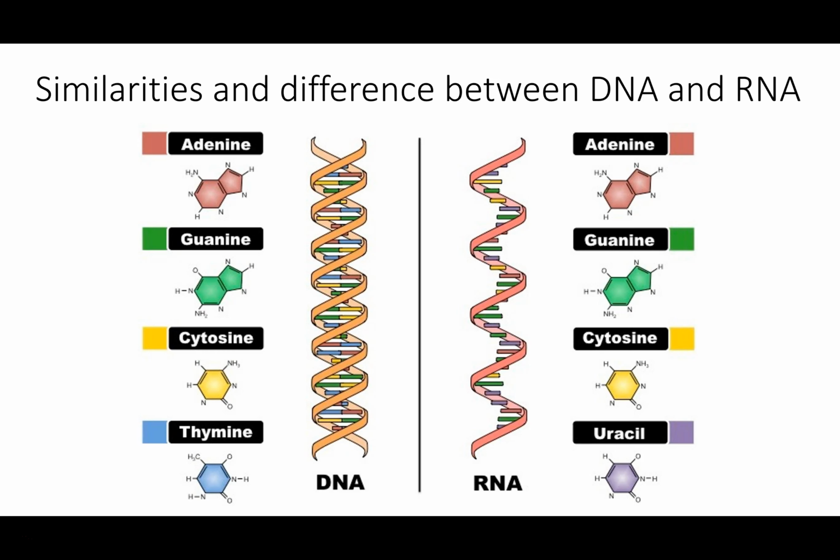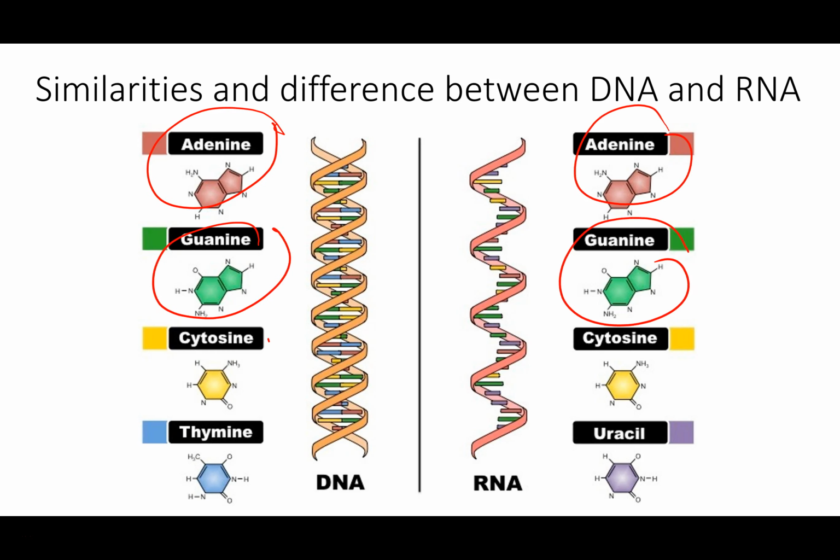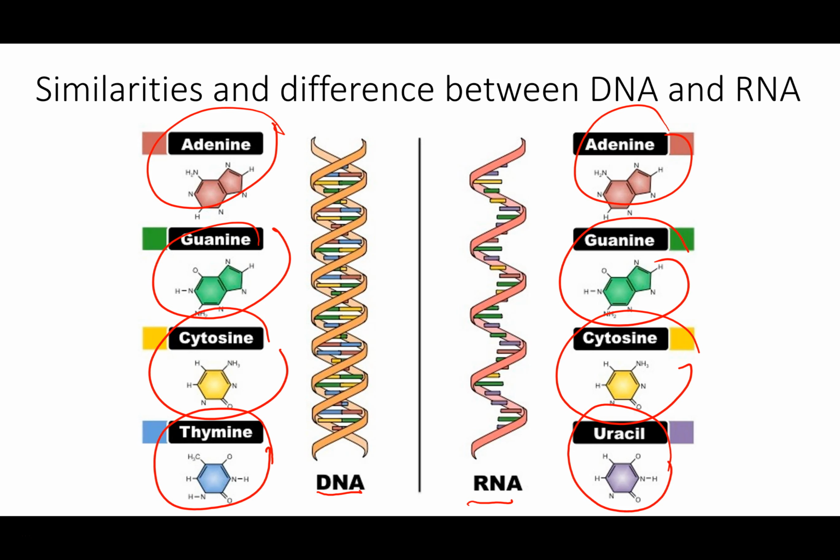Next, similarities and differences between DNA and RNA. Everybody should be familiar with this already. Both of them have adenine, guanine, cytosine. But DNA has thymine, no uracil. RNA has uracil, no thymine. All these are bases, the nitrogenous bases. DNA has the pentose sugar called deoxyribose. RNA has a sugar called ribose.